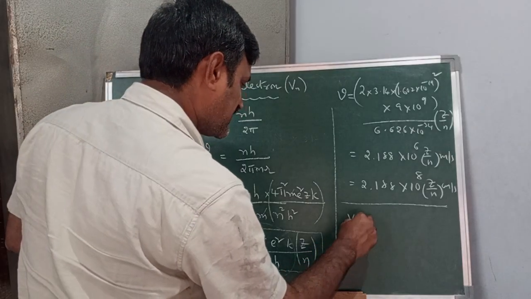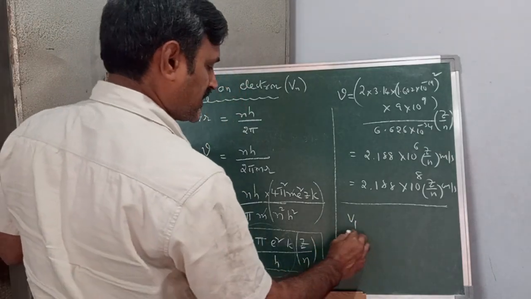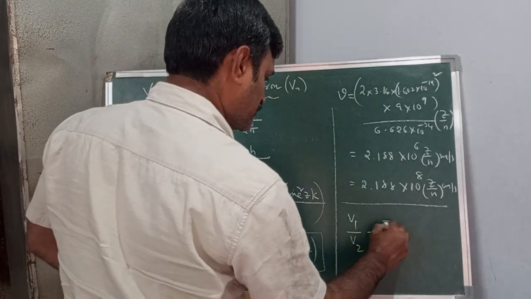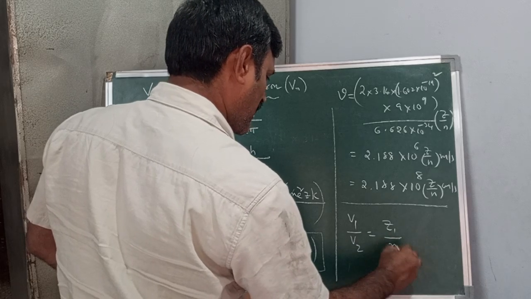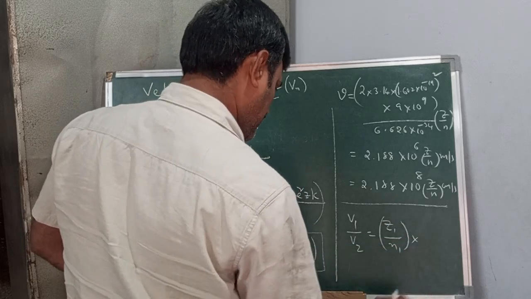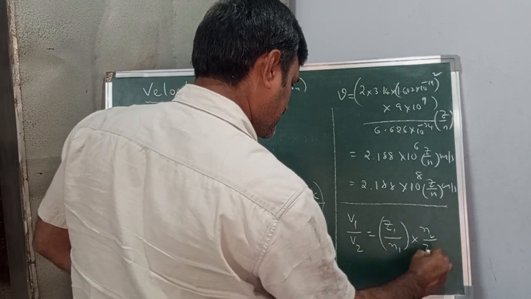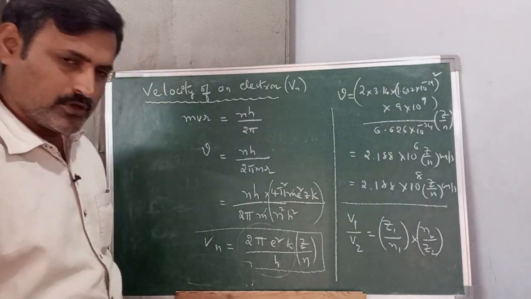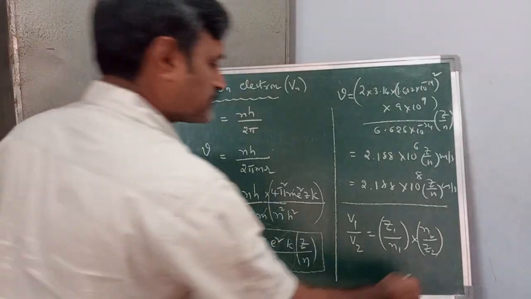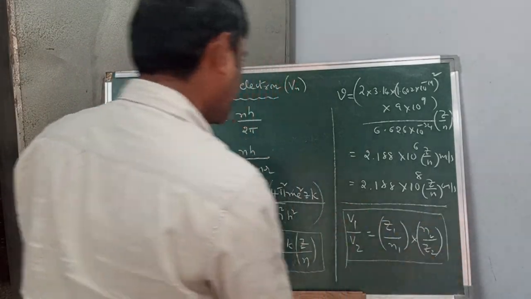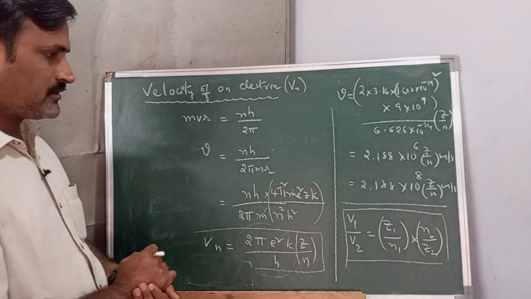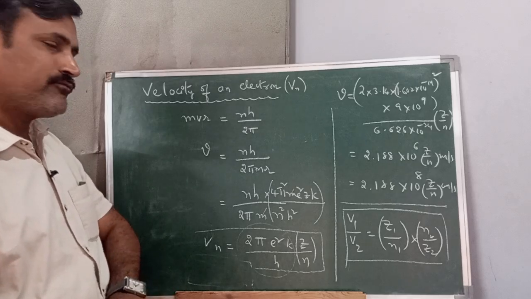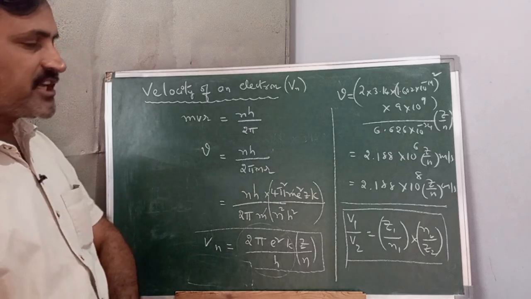Suppose if you take the velocity of the first orbit and the velocity of the second orbit, then the ratio will be proportional to z1 by n1 into n2 by z2. That means if two velocities are discussed in the question, this formula will be useful in the JEE examination. So have a look at this and concentrate on this type of questions also for the coming NEET and JEE examinations.